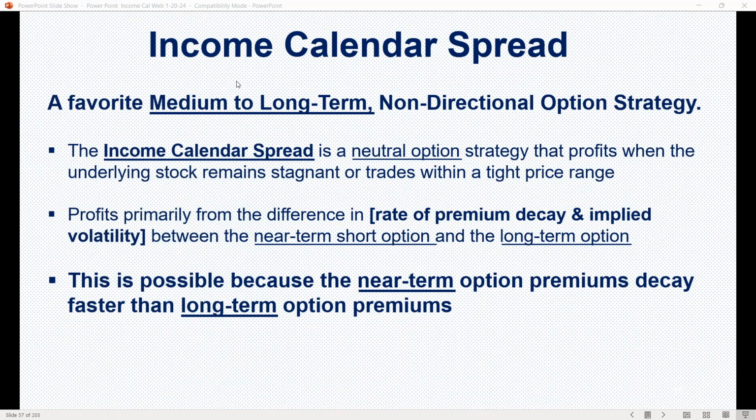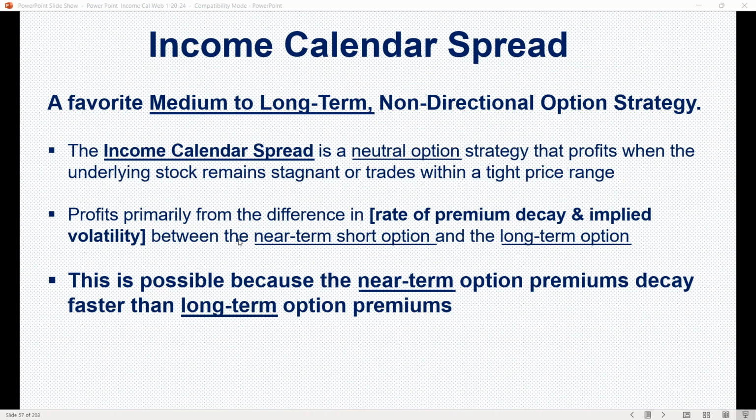The income calendar spread is a really cool structure. It's a favorite medium to longer term non-directional option strategy. The spread is basically a neutral option strategy that profits when your underlying stock or security remains stagnant or trades within a tight range, kind of like a credit spread. Its profit primarily comes from the rate of premium decay and the implied volatility decay between the near-term short option and the long-term option.